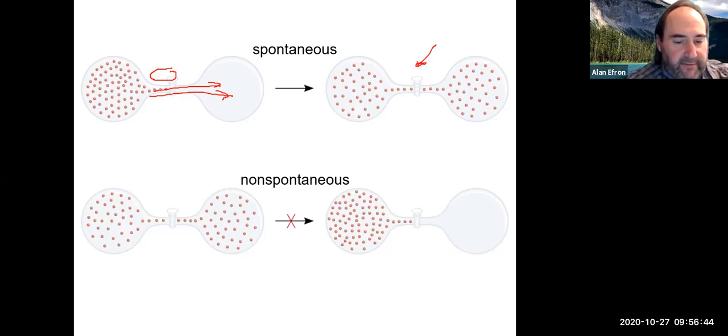If we started with this container, which has gas molecules on both sides, and we open the valve, we wouldn't expect all the gas molecules to head over to the left-hand side spontaneously. You could help it along, maybe heating this side up may force those molecules to the other side, but spontaneously, we wouldn't expect all of them to end up on the left-hand side. So this would be considered a non-spontaneous process.